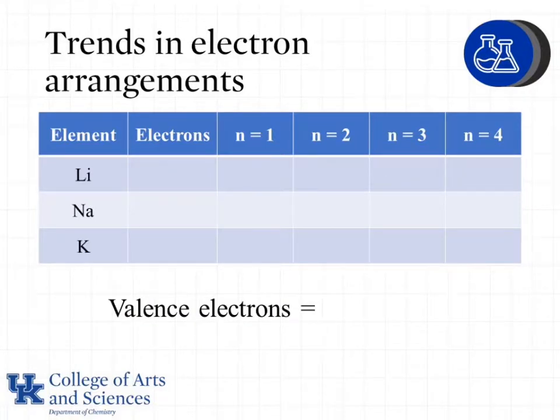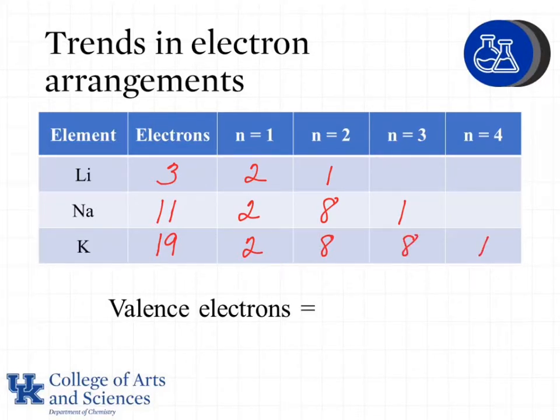Let's look at some trends in electron arrangements that are going to help us predict the number of valence electrons in many of the elements on the periodic table. Let's start with lithium. In lithium, we have 3 electrons, which means we'll have 2 electrons in the n equals 1 level and 1 electron in the n equals 2 level. When we go to sodium, we have 11 electrons total. We have 2 in the n equals 1, 8 in the n equals 2, and 1 in n equals 3. When we go on to potassium, we have 19 electrons. So we have 2, 8, 8, and 1.